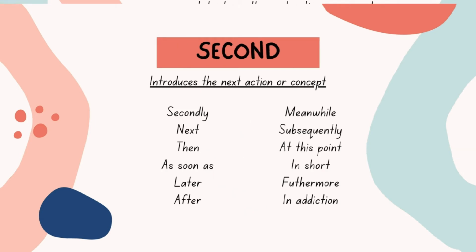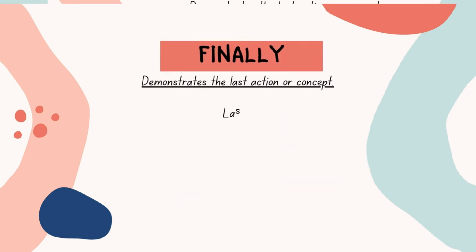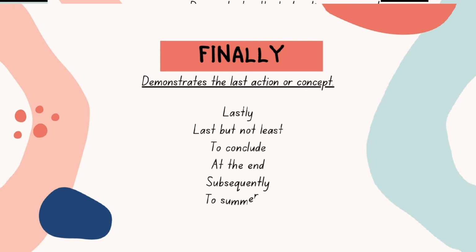Next, we have second. Use it to introduce the next action or concept. For example, we have secondly, next, then, as soon as, later, after, meanwhile, subsequently, at this point, in short, furthermore, in addition. And lastly is finally. Use it to demonstrate the last action or concept. For example, we have lastly, last but not least, to conclude, at the end, subsequently, to summarize, and eventually.